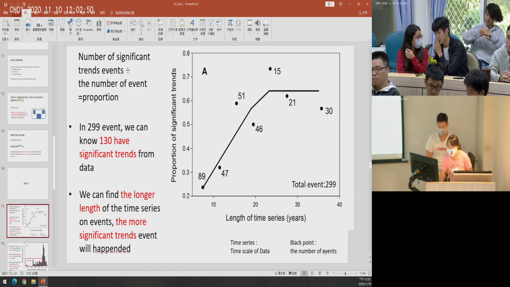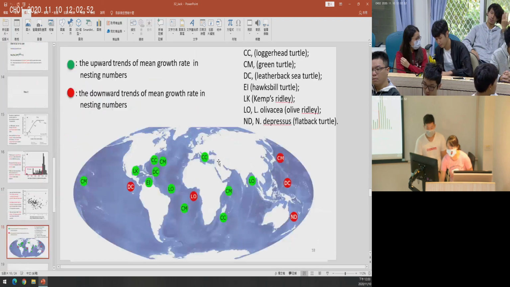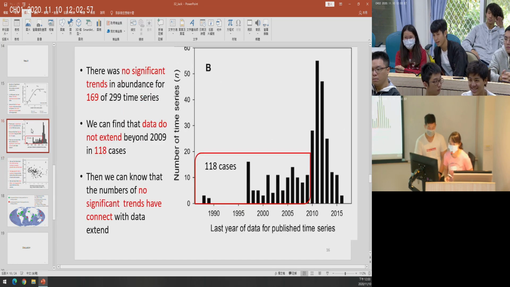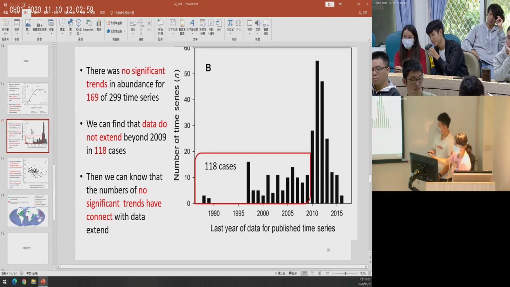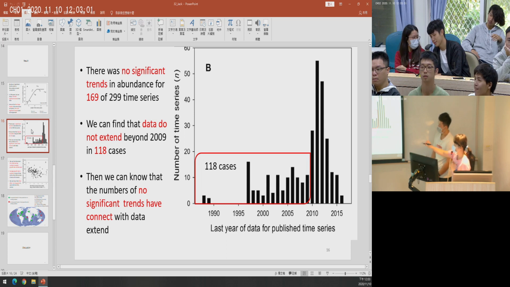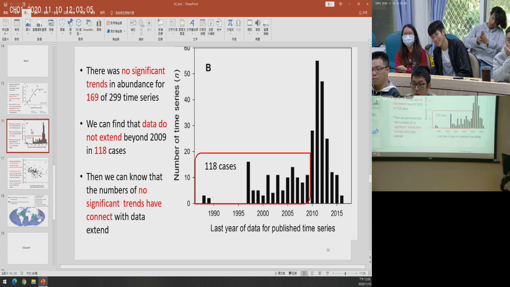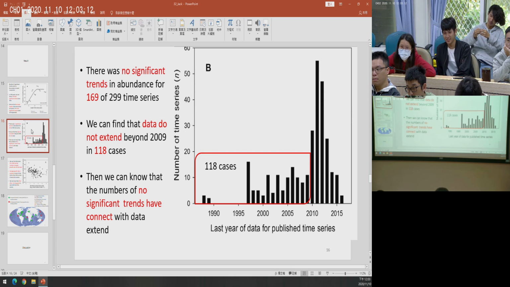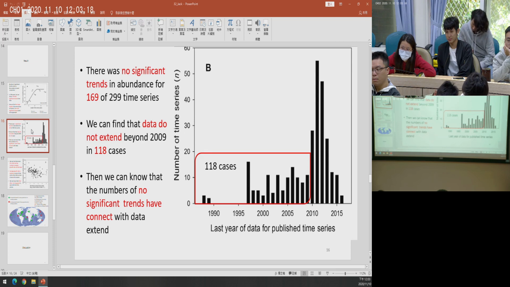And then here, this concluding remark is unclear to me. I don't know what you want to say with this remark. So I think next time you should consider another way to clarify this point. What is "no significant trends have connect with data's extent"? I don't know what this is about.